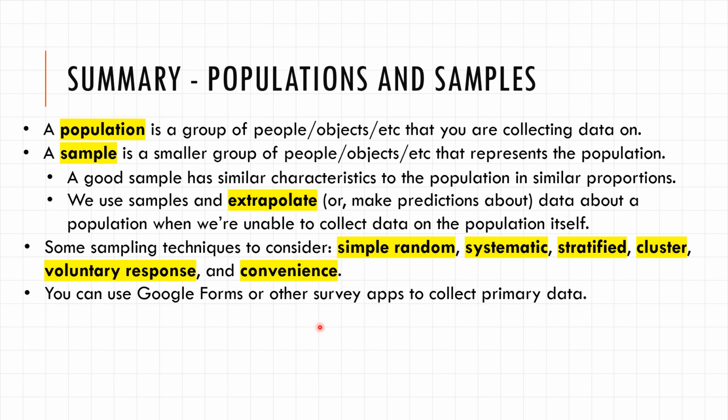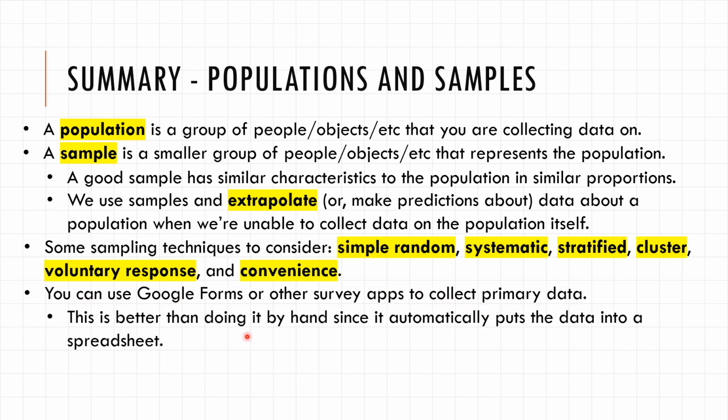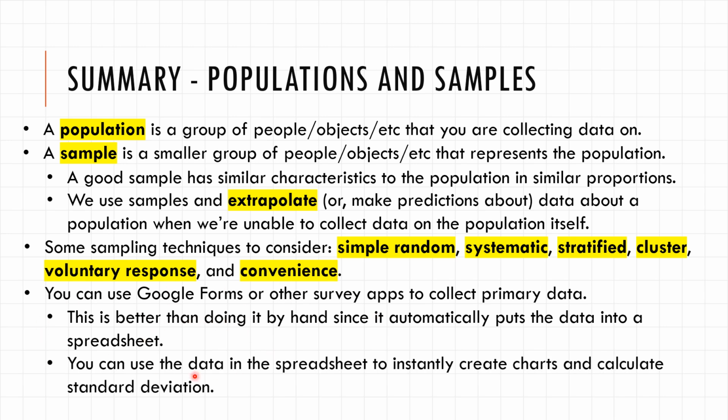You can always use Google Forms or other survey apps to collect that primary data. Primary data is data that you collect yourself, and it's better than doing this by hand because it will automatically put that data into a spreadsheet for you. And then you can use the data in the spreadsheet to instantly make charts and calculate standard deviations.